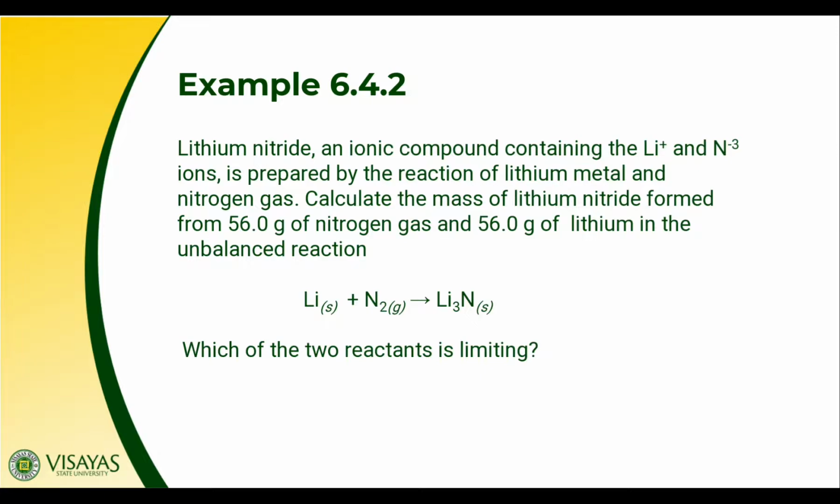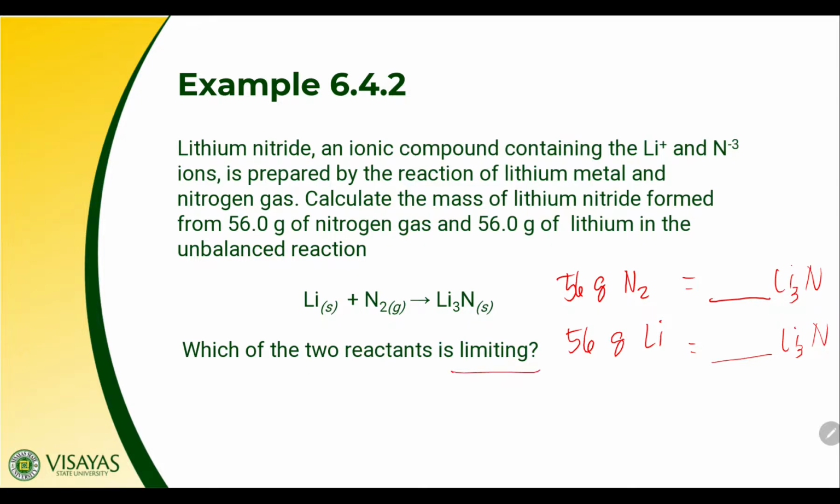Okay, in the problem again, what do we have to do? We have to calculate the mass of lithium nitride formed from, so we start with 56 grams of nitrogen gas and 56 grams of lithium, and we have to calculate how much lithium nitride is formed from each. So then we have to determine which one is limiting. How do we do this?